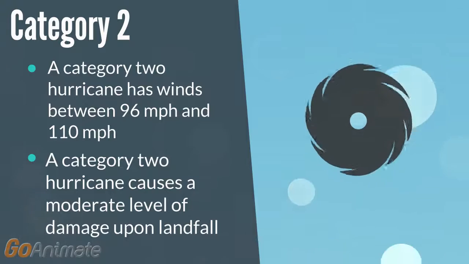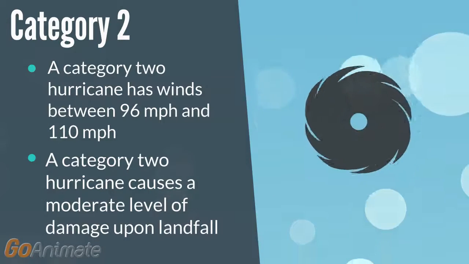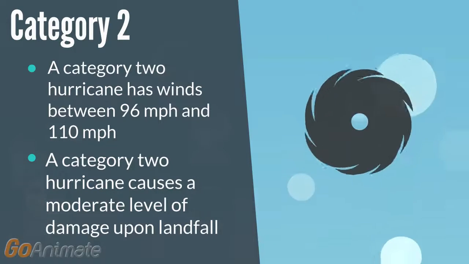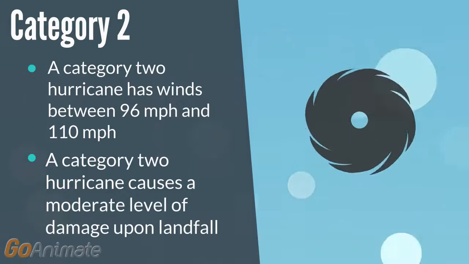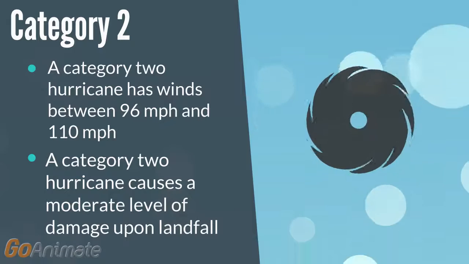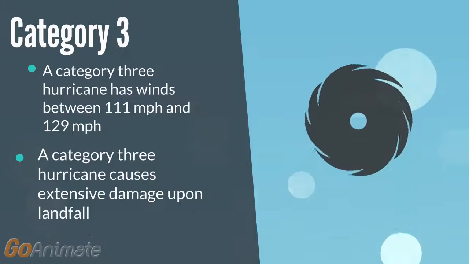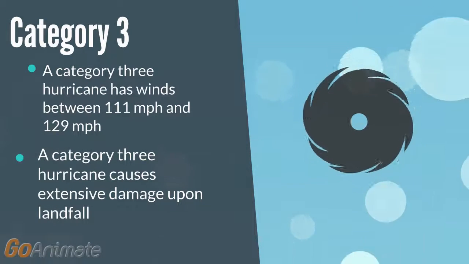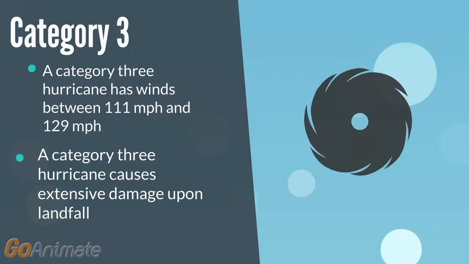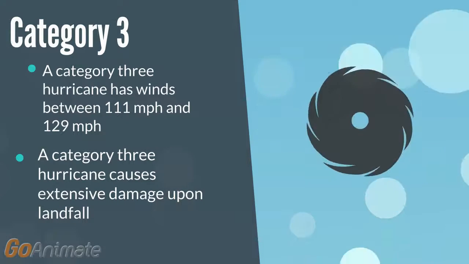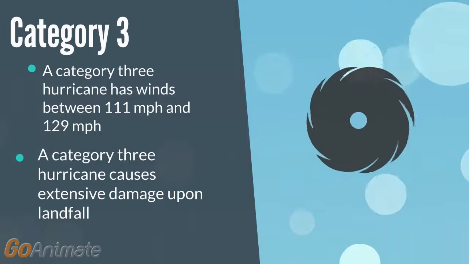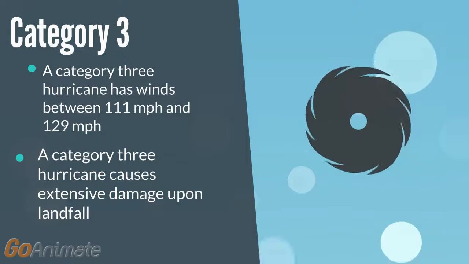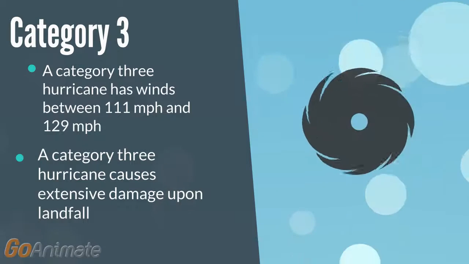Category 2. A Category 2 hurricane has winds between 96 miles per hour and 110 miles per hour. A Category 2 hurricane causes a moderate level of damage upon landfall. Category 3. A Category 3 hurricane has winds between 111 miles per hour and 129 miles per hour. A Category 3 hurricane causes extensive damage upon landfall.